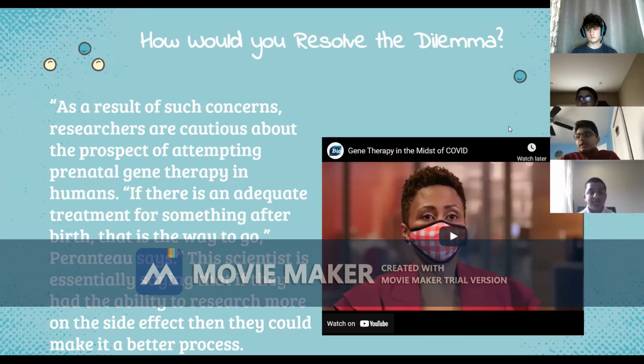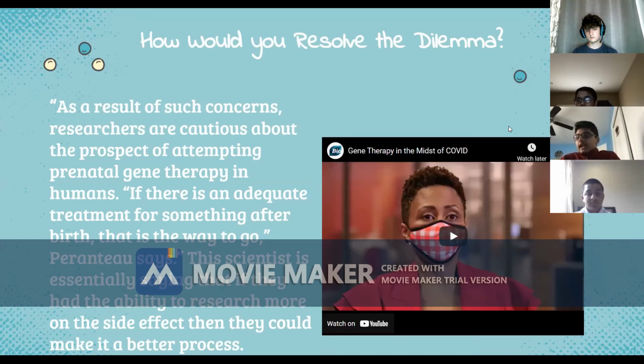Currently, the problem with germline gene therapy is the side effect of the fetus or the newborn baby being undeveloped. If scientists could analyze more data on why the side effect is happening, then they could potentially create a solution, making it more reliable. As a result of such concerns, researchers are cautious about the prospect of attempting parental gene therapy in humans.